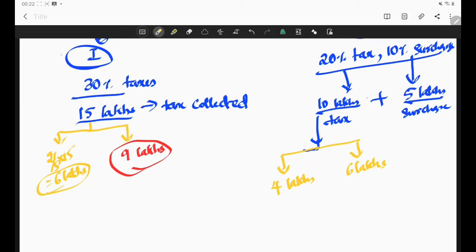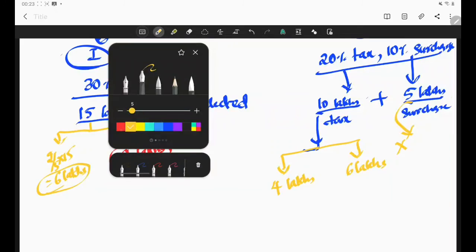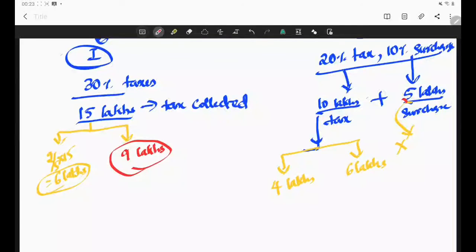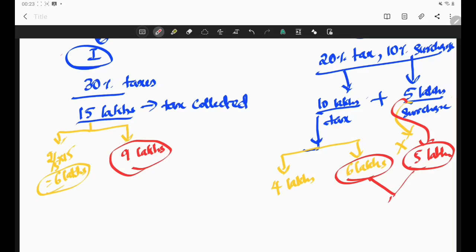But out of this 5 lakhs, the central government will not share any amount with states. So whatever the central government is getting, it is keeping with itself. So here 5 lakhs the central government is getting. Here 6 lakhs the central government is getting. The total money that the central government is getting for itself is 11 lakhs. Now compare here, they are getting only 9 lakhs. So in this case they are getting more.